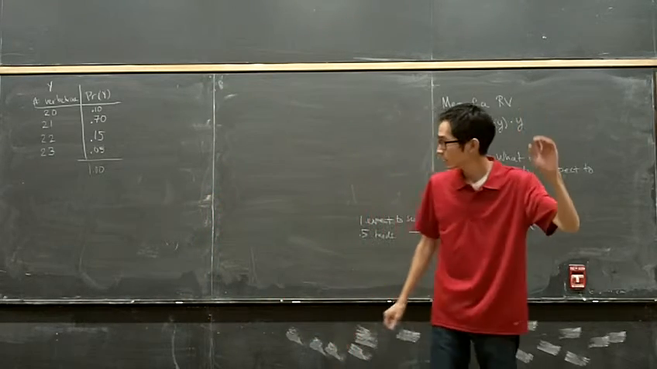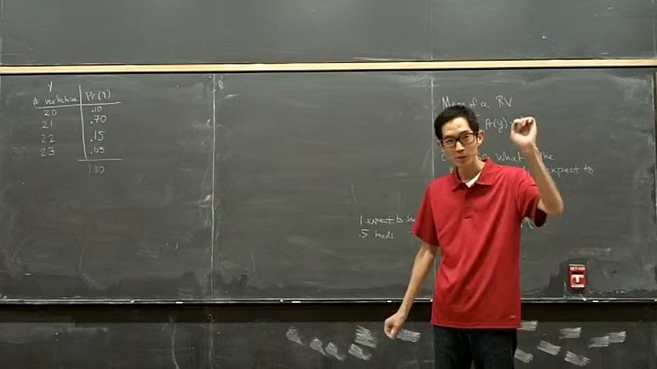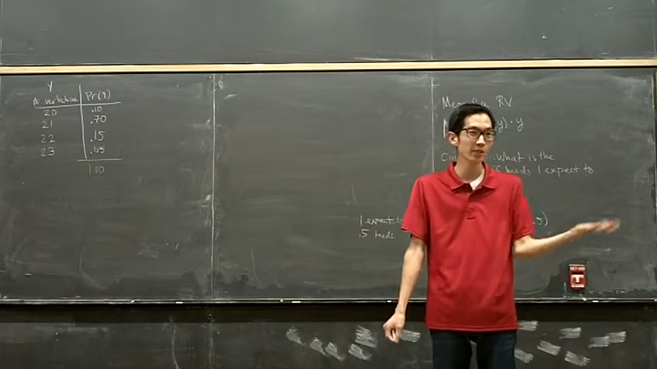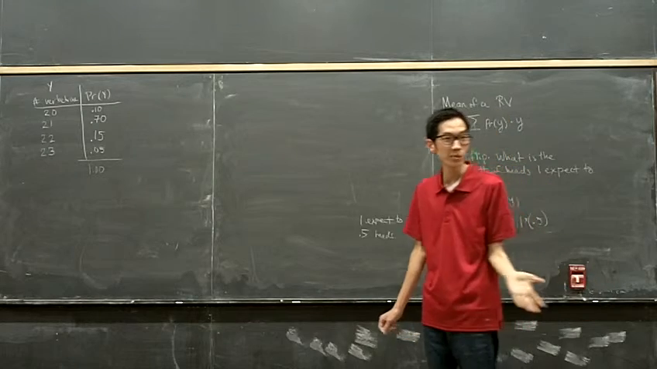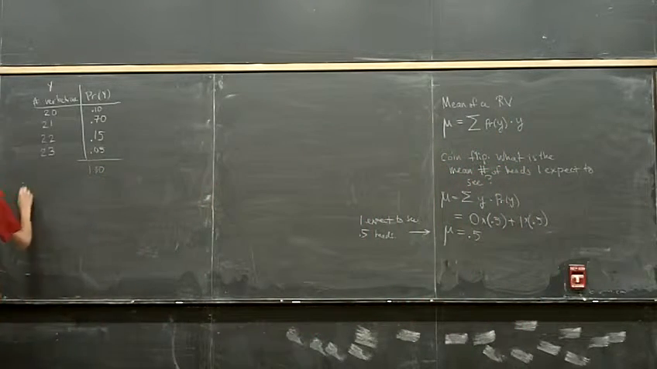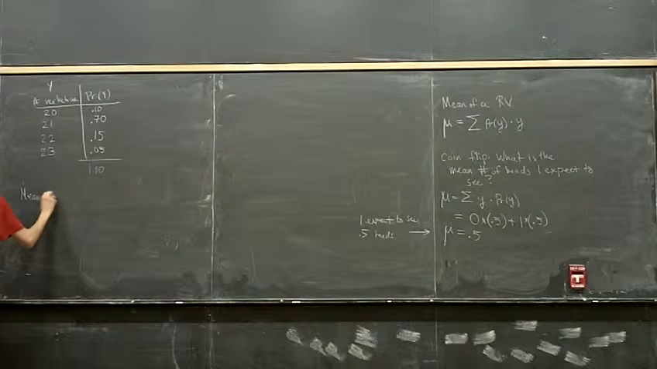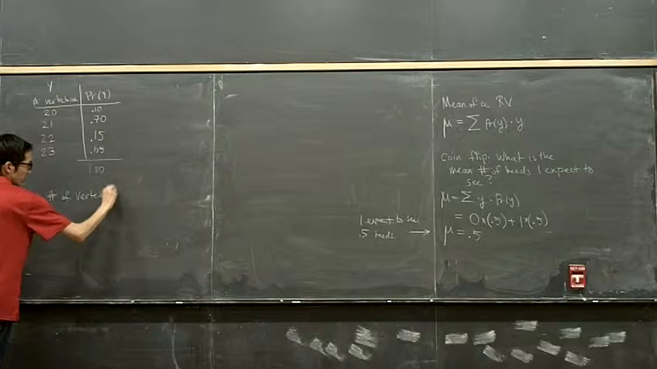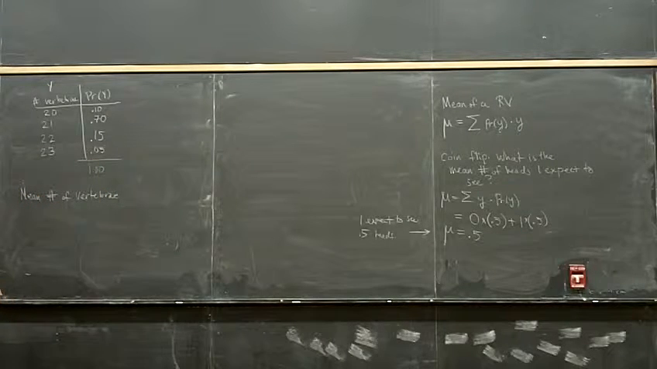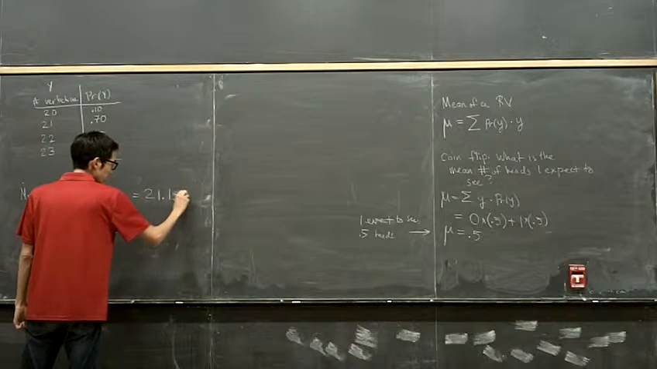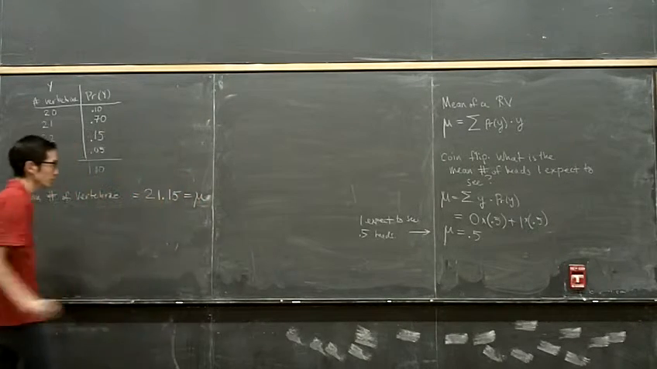So the probability of getting a fish with 21 vertebrae is 70%. The probability of getting a fish with 23 vertebrae is 5%. What is the average number of vertebrae? Okay, so the mean number of vertebrae. What did you get? 21.15. That is our number. That is our mean. That is our mu.